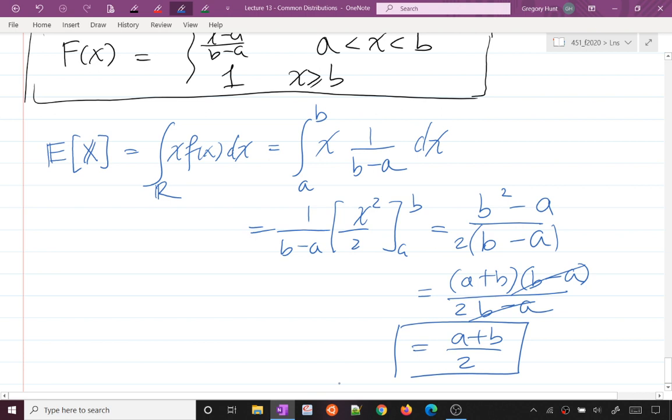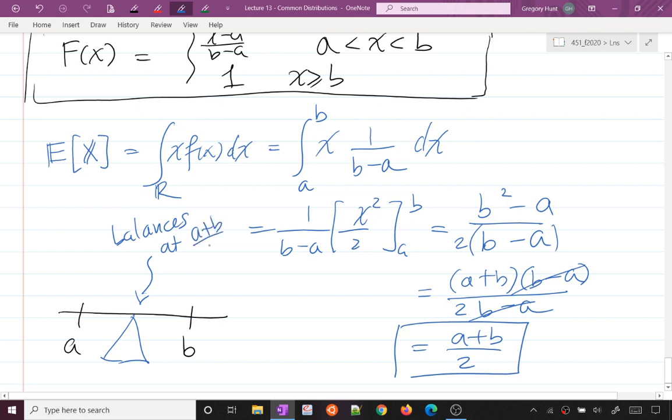That looks really familiar. That's exactly the same as discrete uniform. And it's a reasonable answer for the same reasons, right? If my density is uniform between a and b, where would I put my fulcrum to balance things? Of course, I would put my balancing point at the arithmetic mean, (a plus b) over 2, the midpoint.